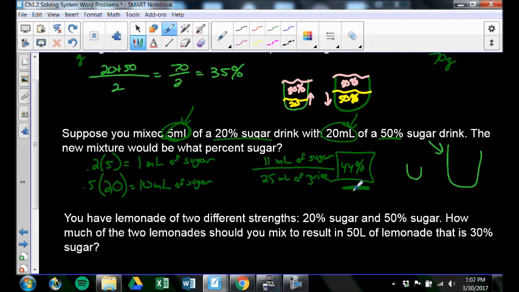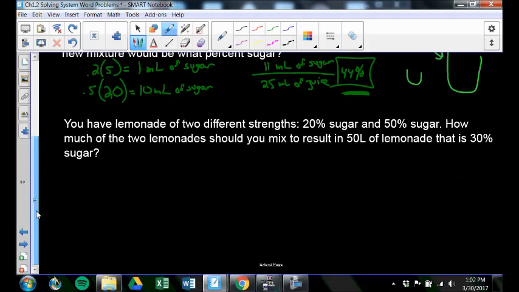So I hope you're recognizing the difference between the amount of sugar and the percentage of sugar. I'll say it different. The amount of sugar versus the percent of sugar. Amount is like an amount, whereas a percentage is a ratio, a comparison of two things. So now we're going to do this problem here.